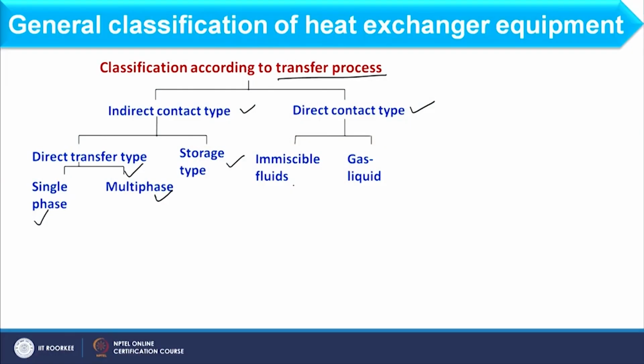Okay. So that you can understand. Next, let me classify the direct contact type exchanger. In this case we have immiscible fluids. When I am considering two fluids which are not mixed together, let us say oil and water, so immiscible fluids, heat transfer can occur without any separating wall. So, direct heat transfer is possible in that case.